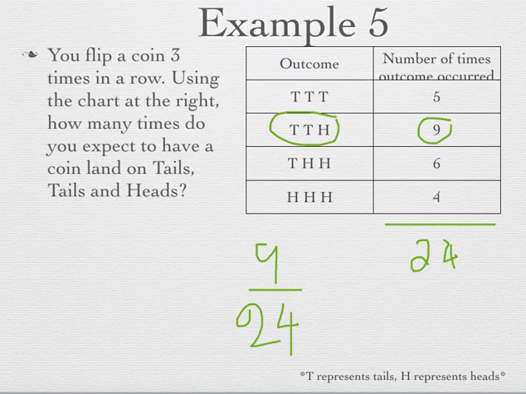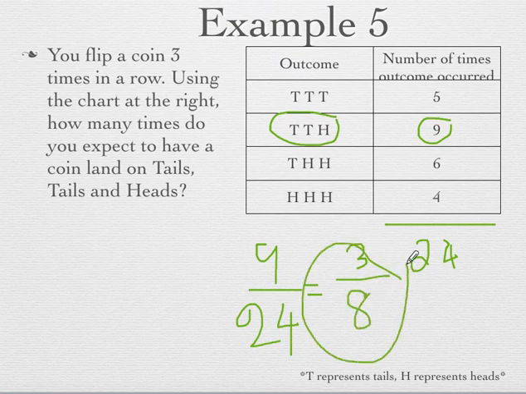Not yet, because you can reduce this by dividing both numbers by 3. So 3 is our greatest common factor for 9 and 24. That is 3 out of 8. Now this is your final answer. Out of 8 times, your chances of getting tails, tails, and head is 3 times.